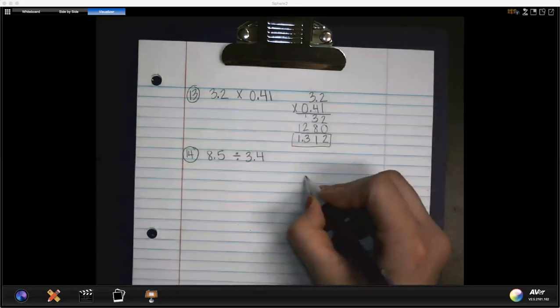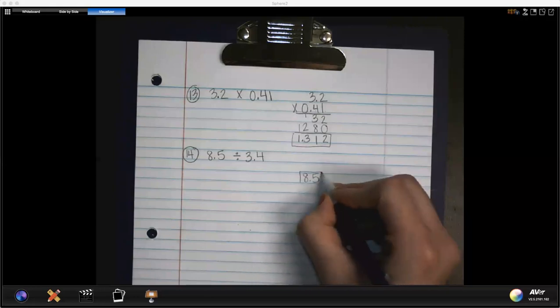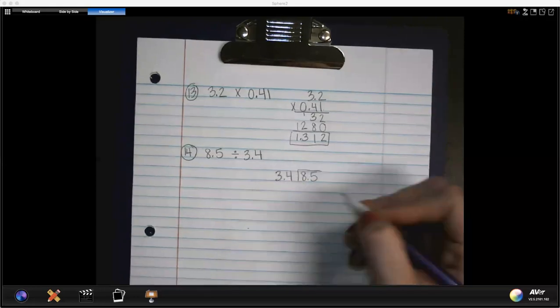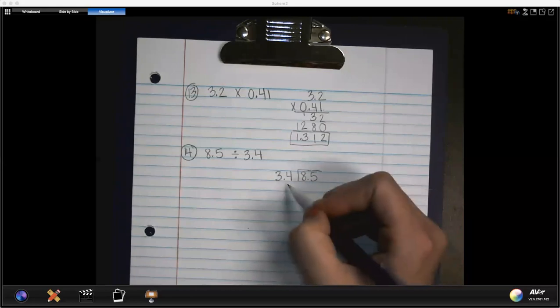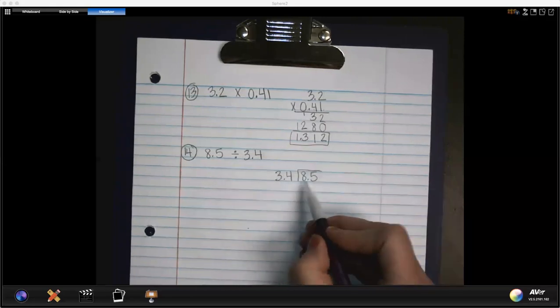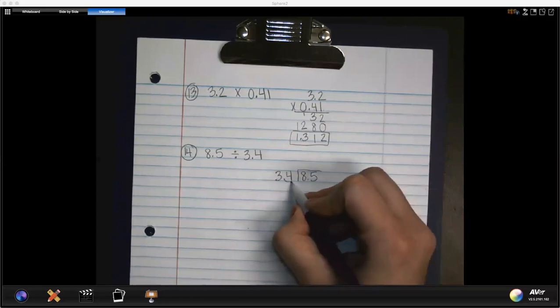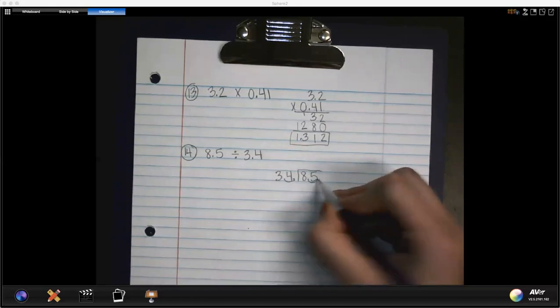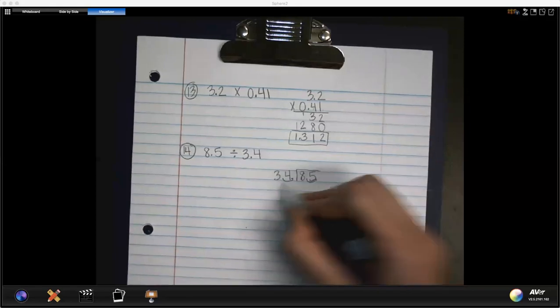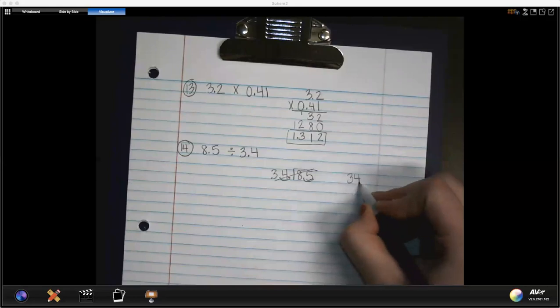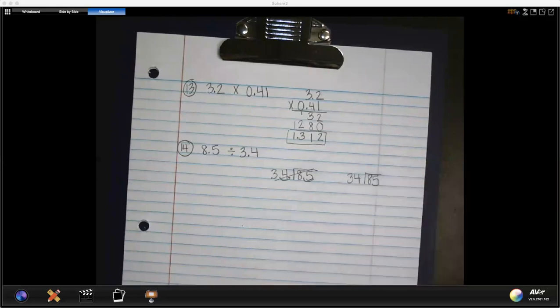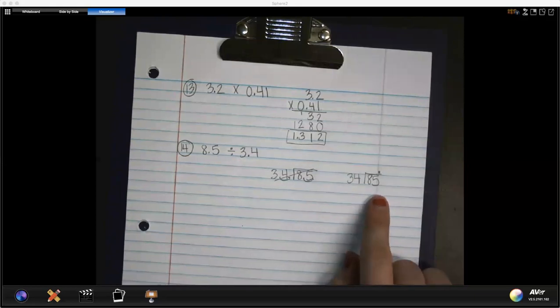So 8.5 goes on the inside, 3.4 goes on the outside. Because they both are decimals, I can move my decimal over and think of it as instead 34. I'm gonna rewrite it, 34 divided by 85. Okay, which makes things a lot easier. The only thing is you have to make sure that you put that decimal at the top now. Okay. Now we can think of it as 34. How many times does 34 go into 85?